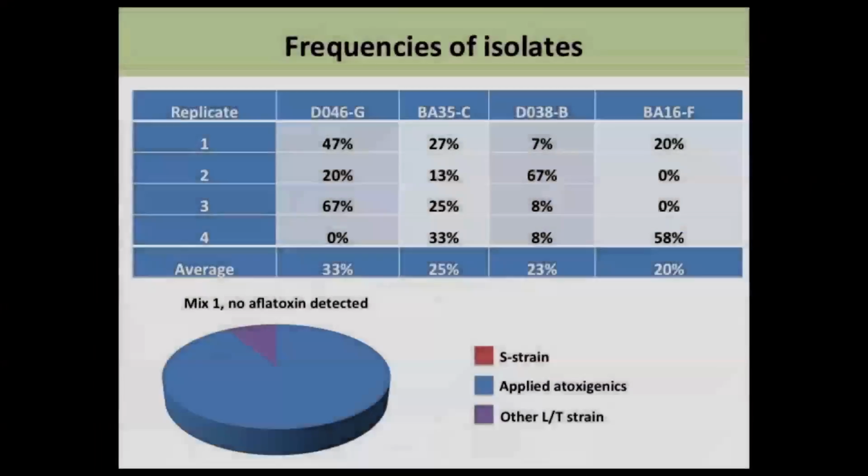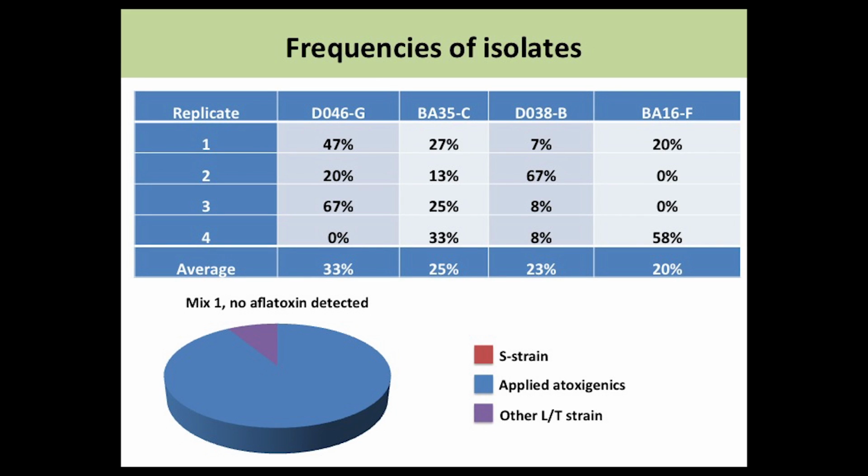For mixture 1, this is the distribution of the different applied strains in each of the replicates in the trial. There was quite a bit of variation, but overall, each of the 4 isolates made up about the same amount of the total Aspergillus flavus population. They're all close to 25%. However, in some replicates, we had really dominance of some isolates and didn't see much of the other ones.